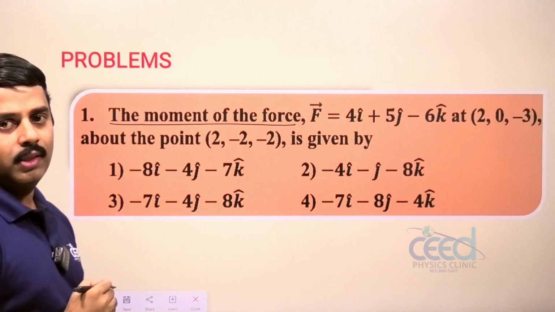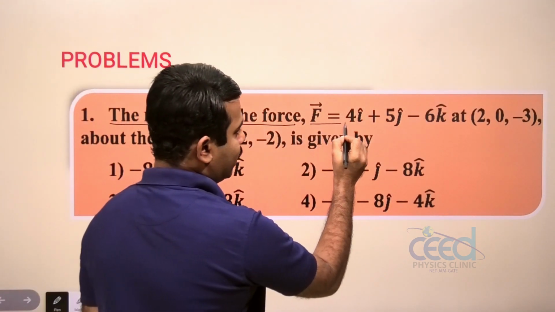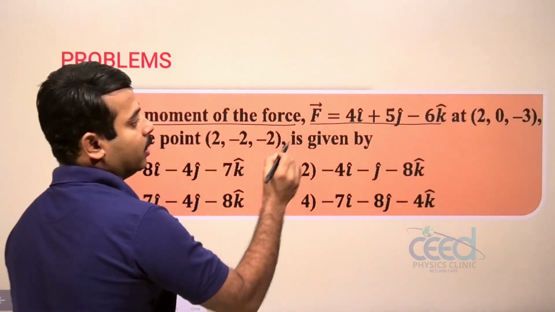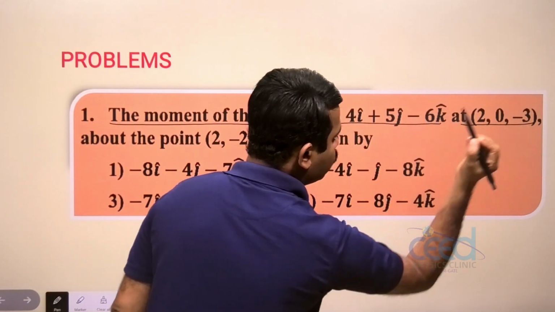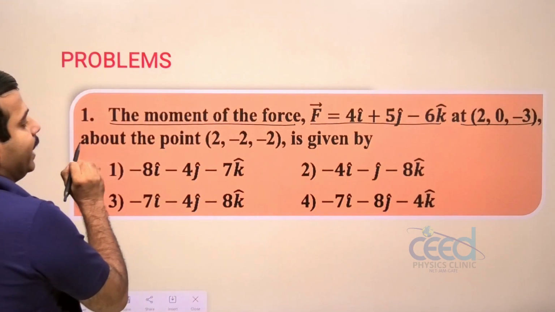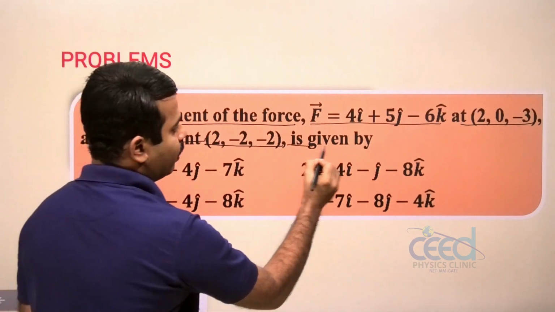Here the first problem is the moment of force. A particular linear force is given, 4 i cap plus 5 j cap minus 6 k cap, acting at the point (0, -2, -3), and we want the moment about the point (2, -2, -2).